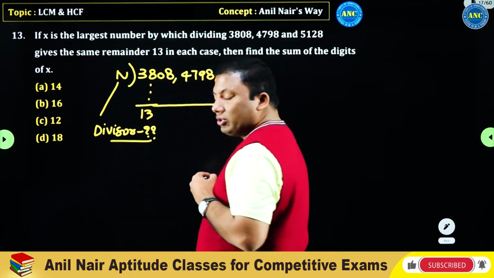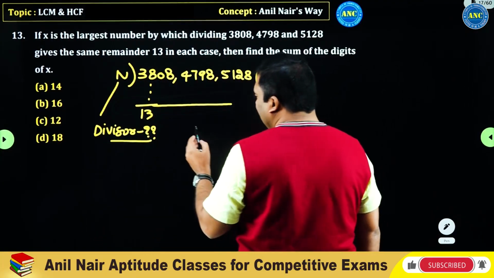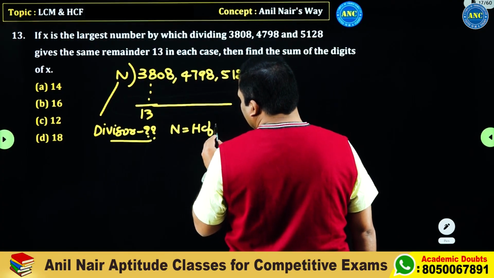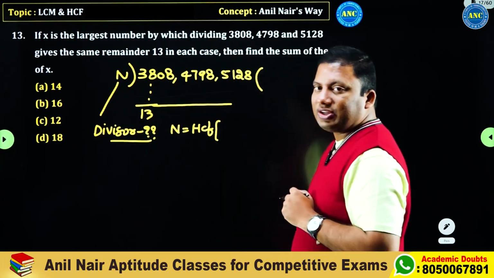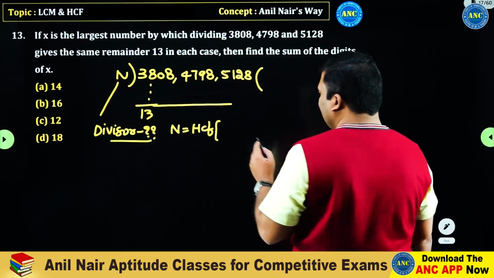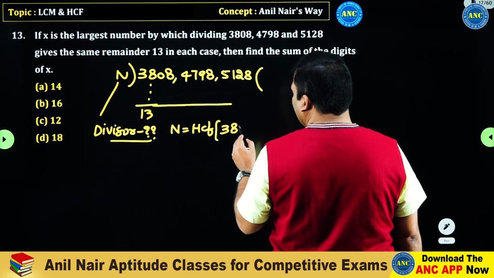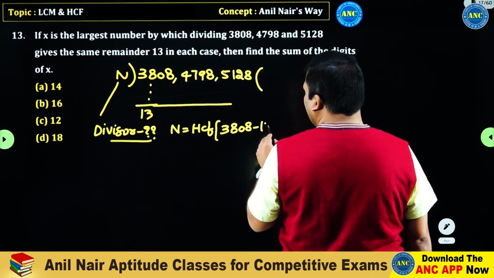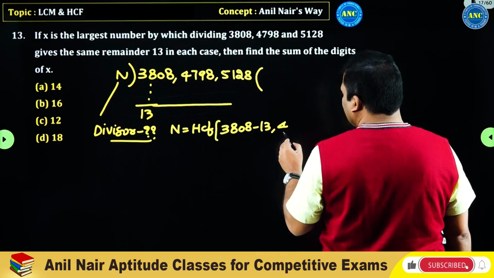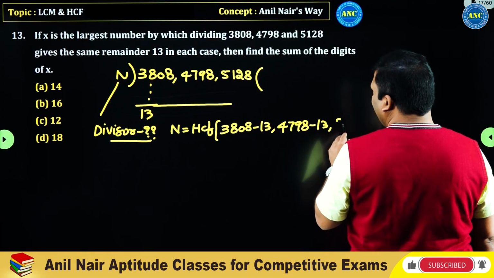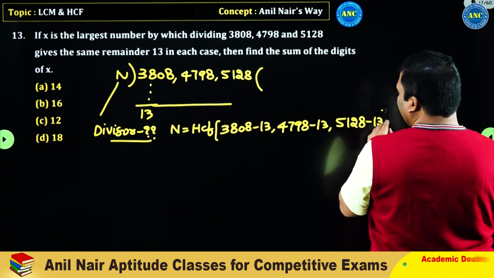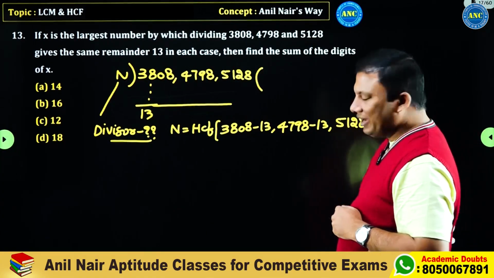When the divisor needs to be found out, which concept do I need to use? I need to use the concept of HCF. When the dividend needs to be found out, I will use the concept of LCM. So n is the HCF of 3808 minus 13. Already we did the same model. 4798 minus 13, 5128 minus 13. I hope this idea is clear.